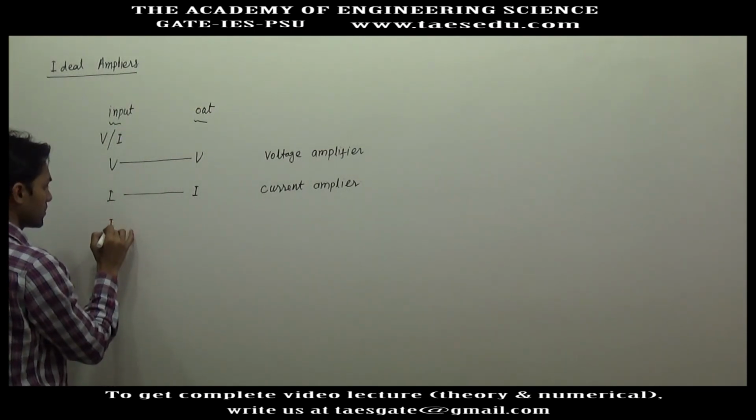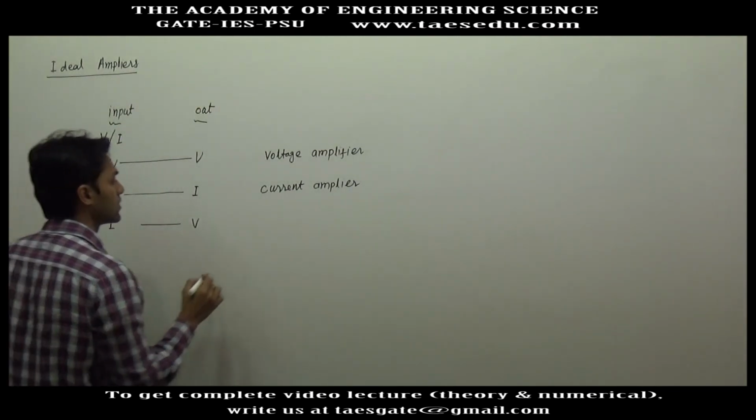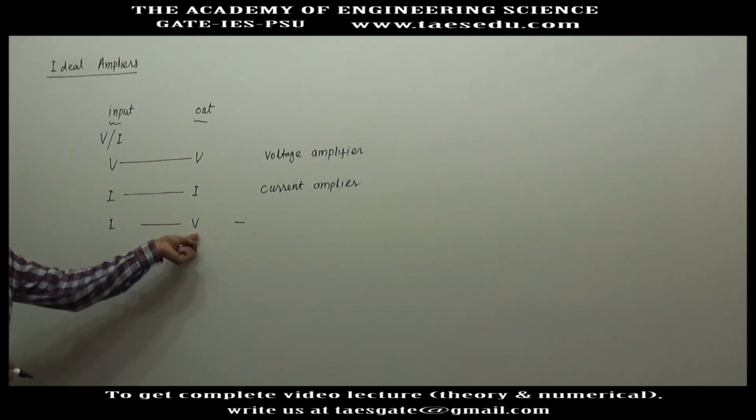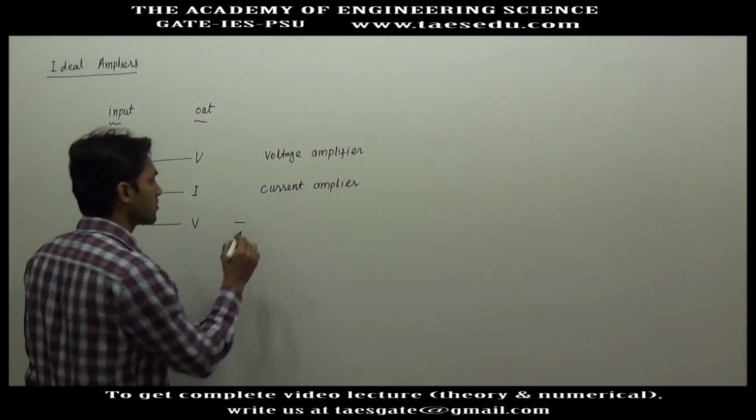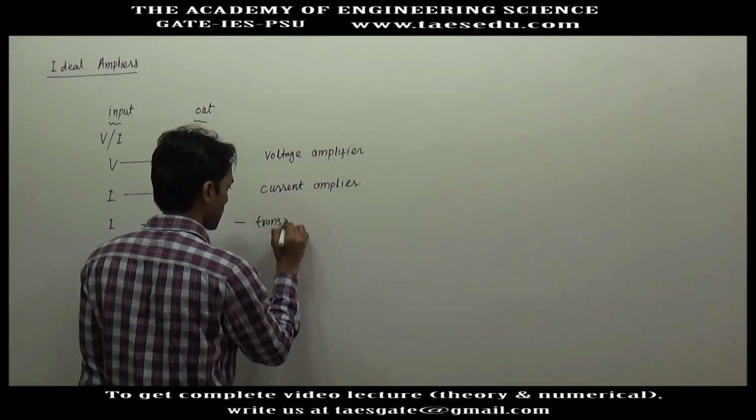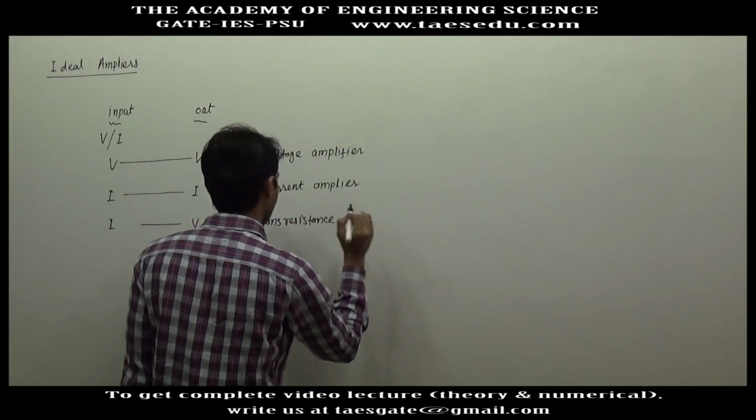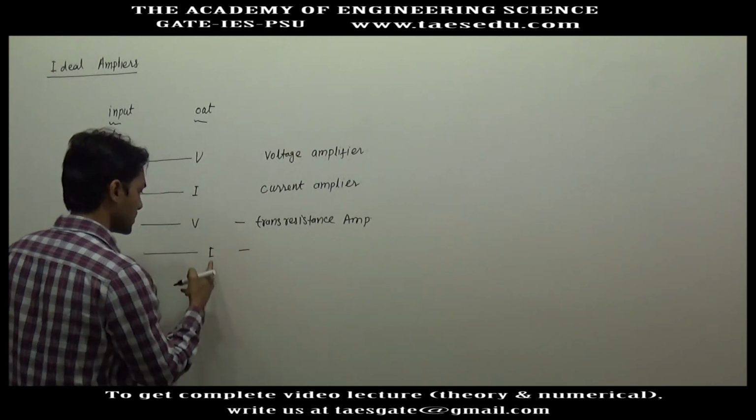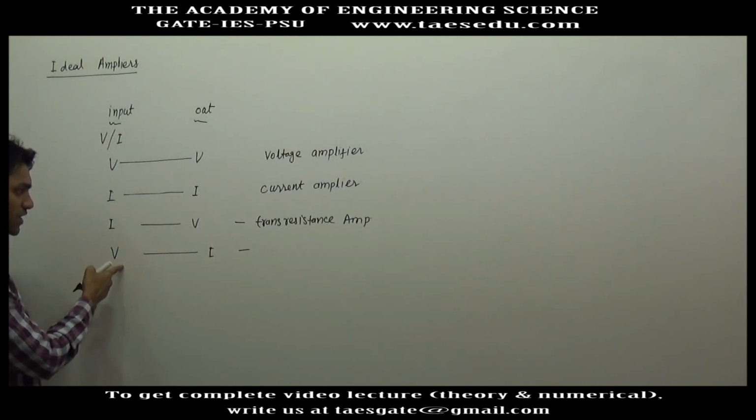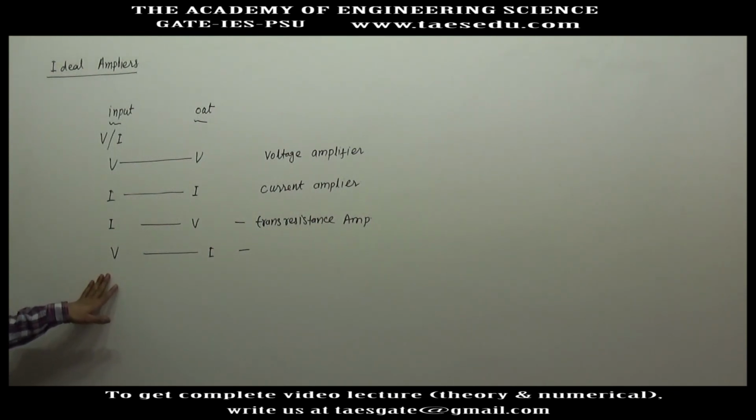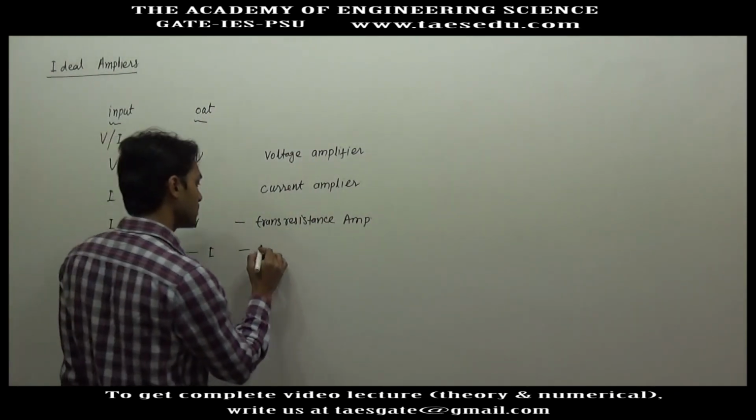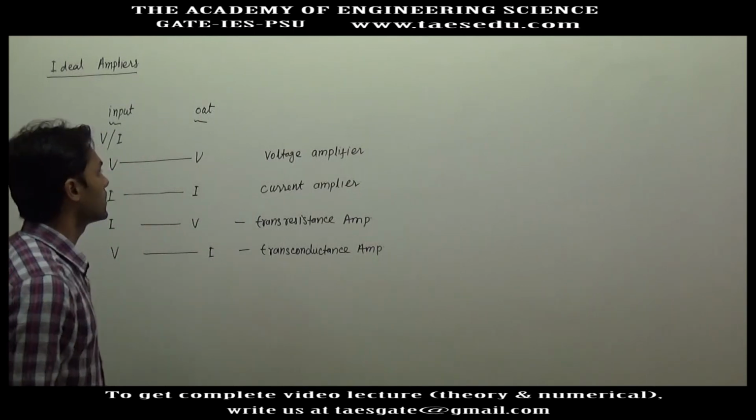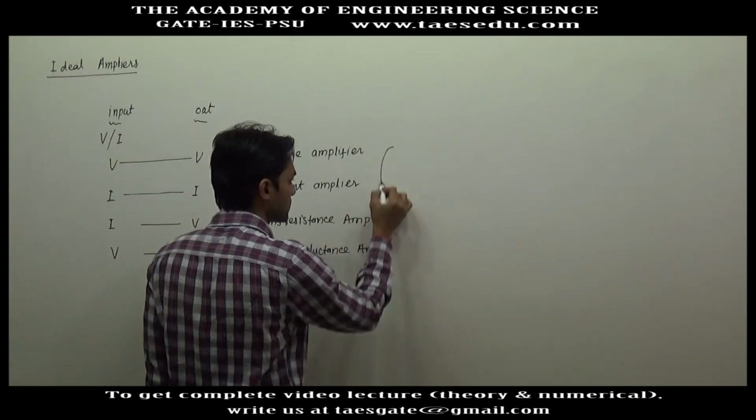If input is current and output is voltage, the unit of output versus input will be a resistance, so this will be called trans-resistance amplifier. And if input is voltage and you are taking output as current, output divided by input means current divided by voltage, its unit will be conductance. So this will be called transconductance amplifier. Here we will study these four types of amplifiers.